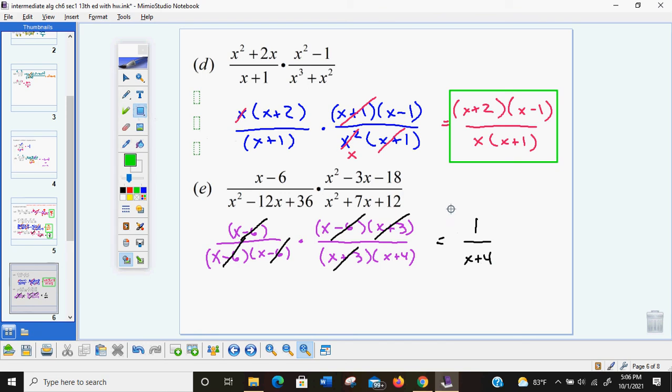So factor first, factor first, factor first. And then cancel up and down, then cancel across.